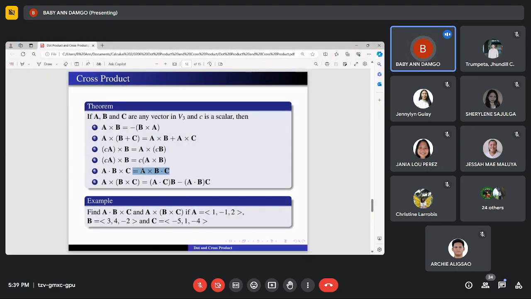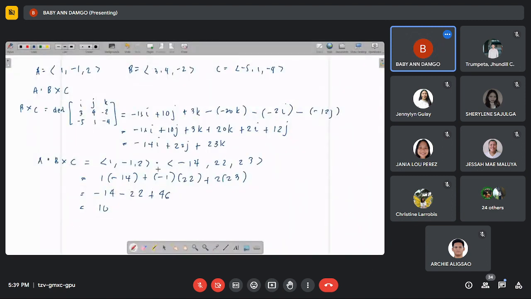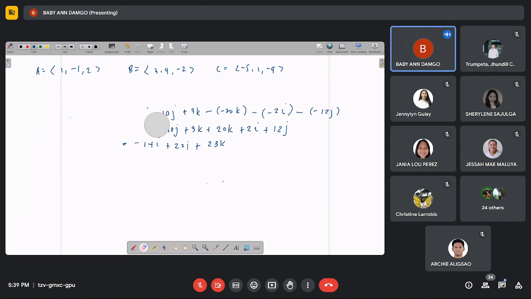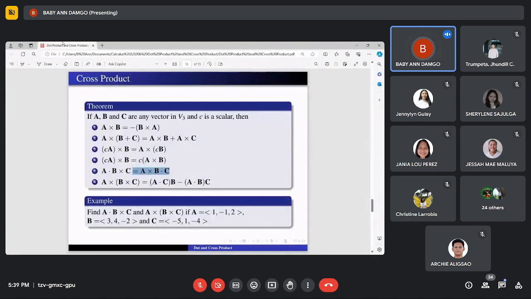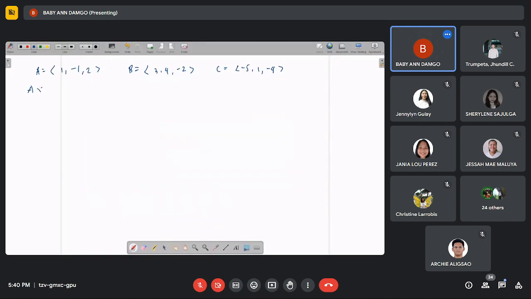So for the A cross B dot C, we have A cross B dot C. First we solve for the A cross B.